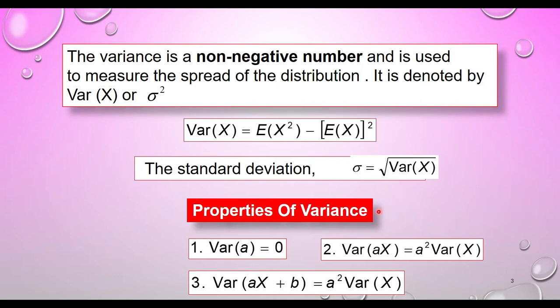What are the properties of variance? Number one, the variance for any constant a is equal to 0. Number two, the variance for aX is equal to a squared times Var(X). Number three, Var(aX plus b) is equal to a squared multiplied with Var(X). So please take note that you have to bring out a and you need to square it here.